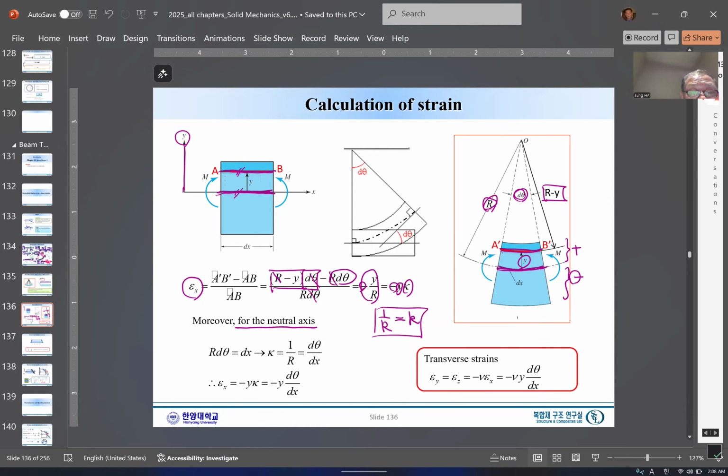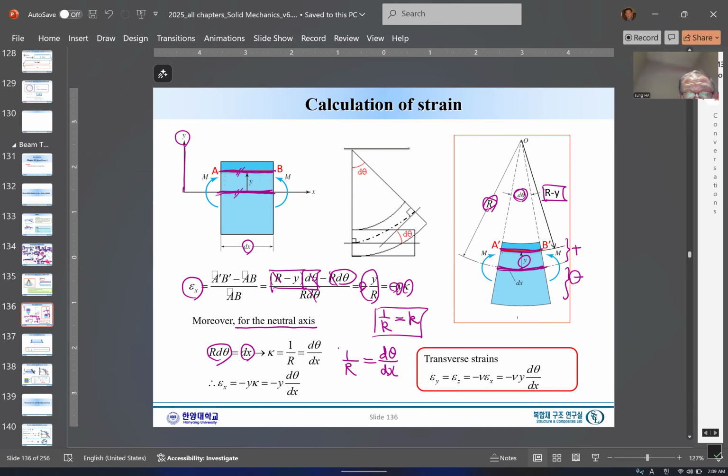And this one is simply dx. So r d theta is simply dx. So 1 over r, from here, it can be seen here, is d theta over dx. So physically, d theta over dx means the rate of the angle variation over the length, that is the r. 1 over r is a curvature.